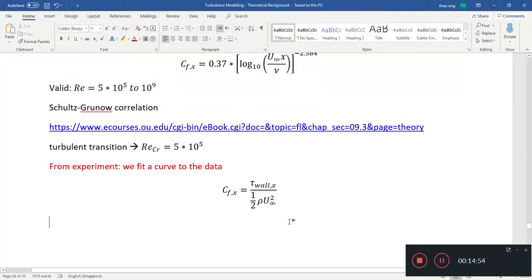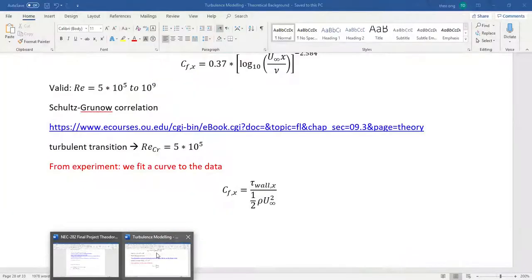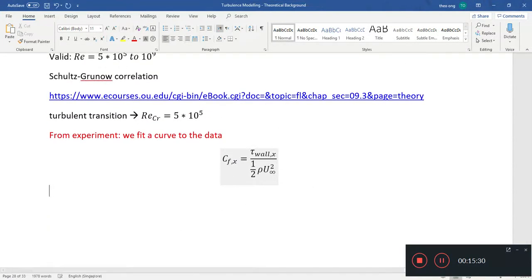Nothing too fancy there. You can go and check out the websites there. They will tell you the relevant important information. Of course, there are other forms of the shear stress kind of thing. You'll see this coefficient over here as well, with a slightly different correlation, but these are just data fitting to a curve. Nothing too big there.